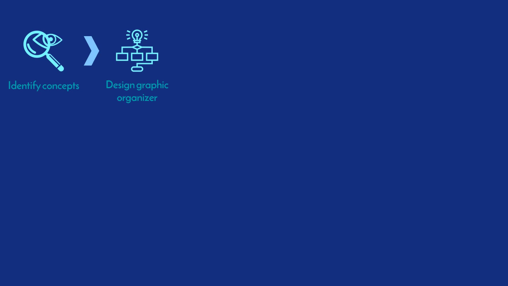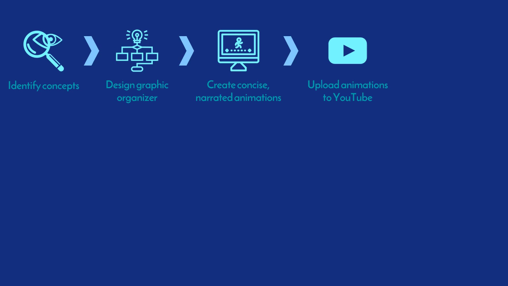So I basically use a 5-step process. And the first step in that process is to identify the major concepts that I want to communicate to my learners. I then design a graphic organizer that provides a visual framework to help learners organize and remember material. I then create concise narrated animations for each of the concepts that I want to communicate. I then upload those concise narrated animations to YouTube. And finally, embed those animations in Google Forms. So this is the broad overview of what I'm going to be telling you today, and I'll go in depth into each of those 5 steps.